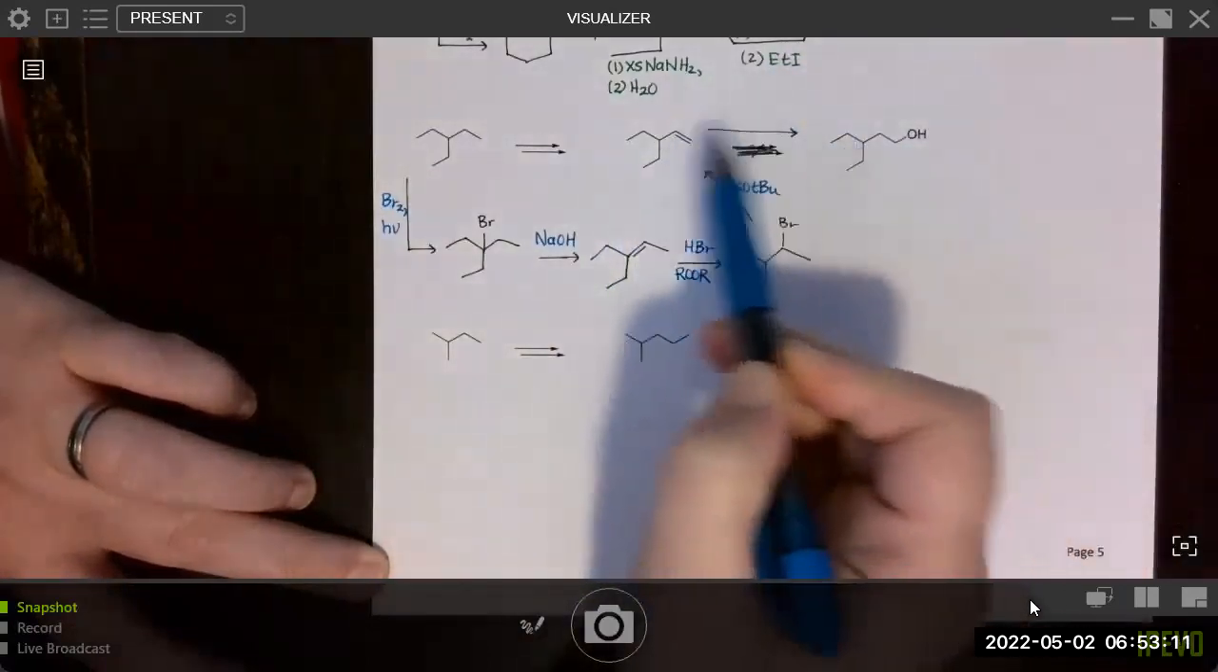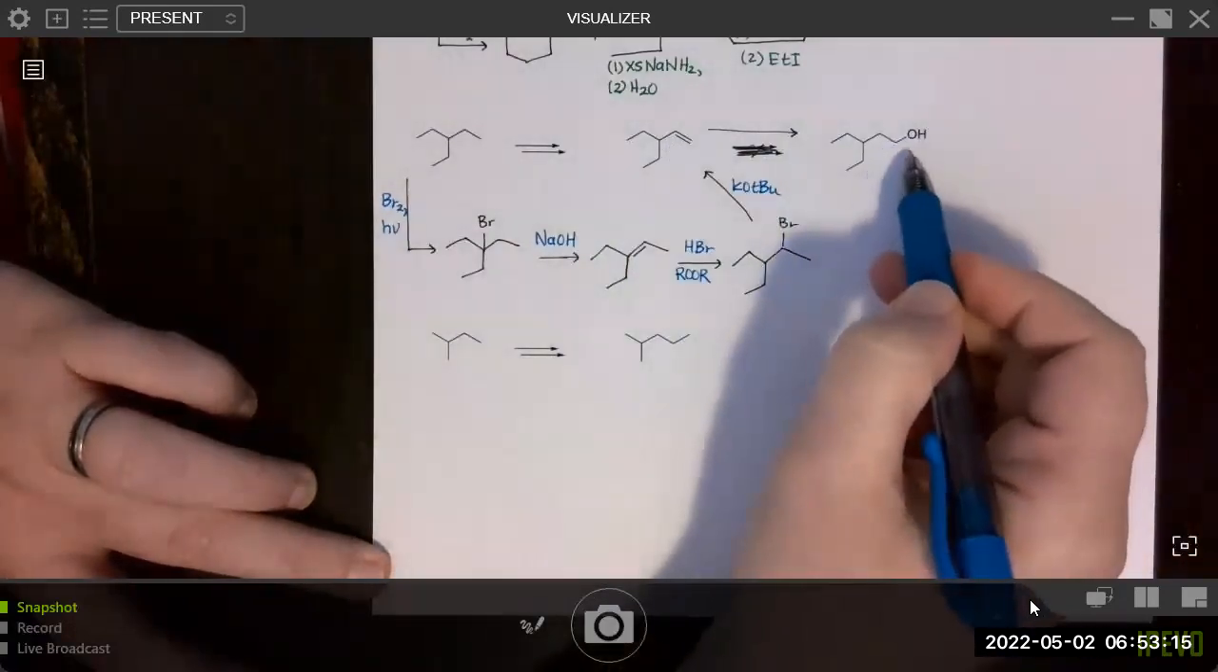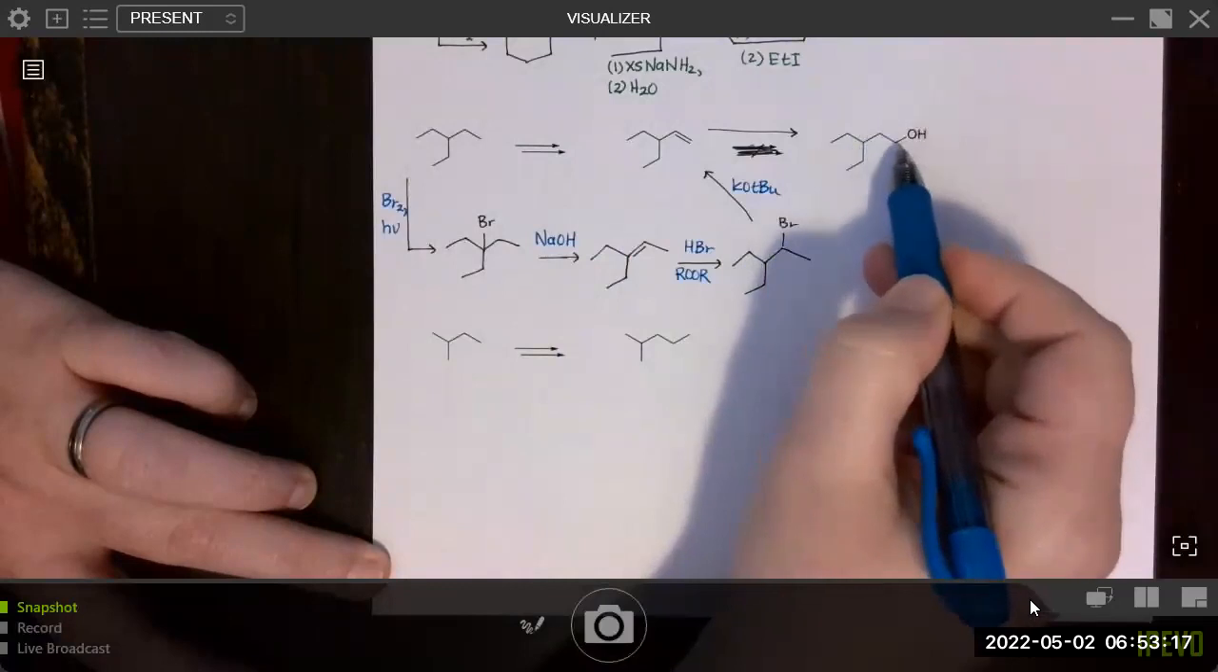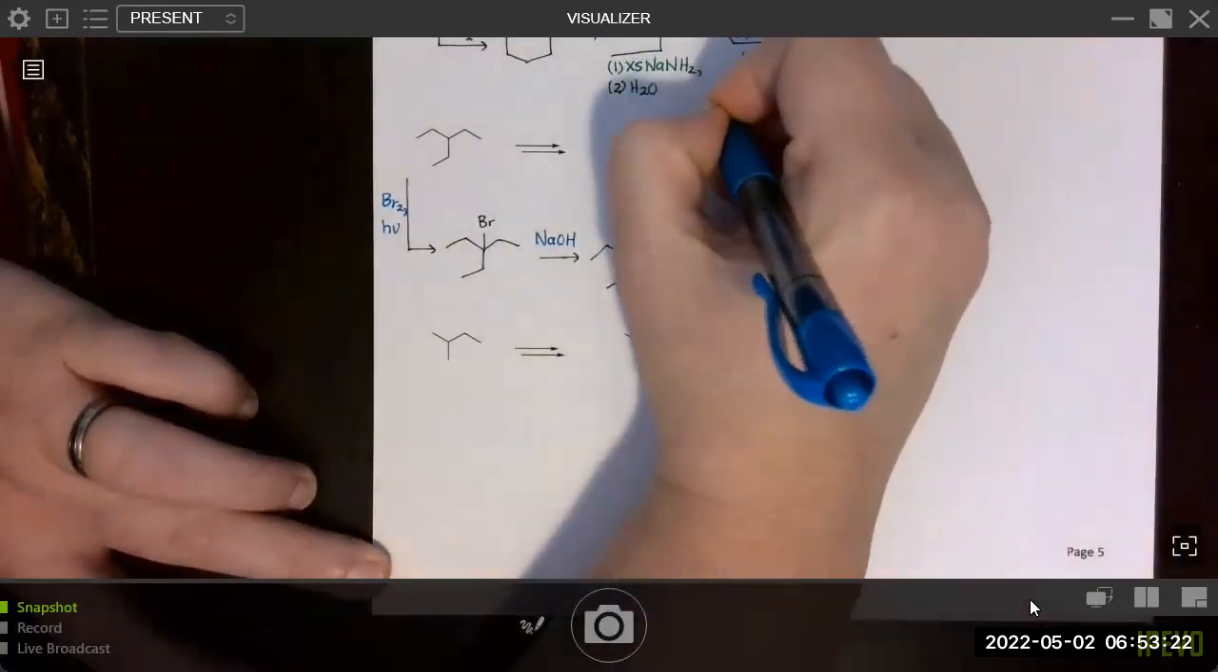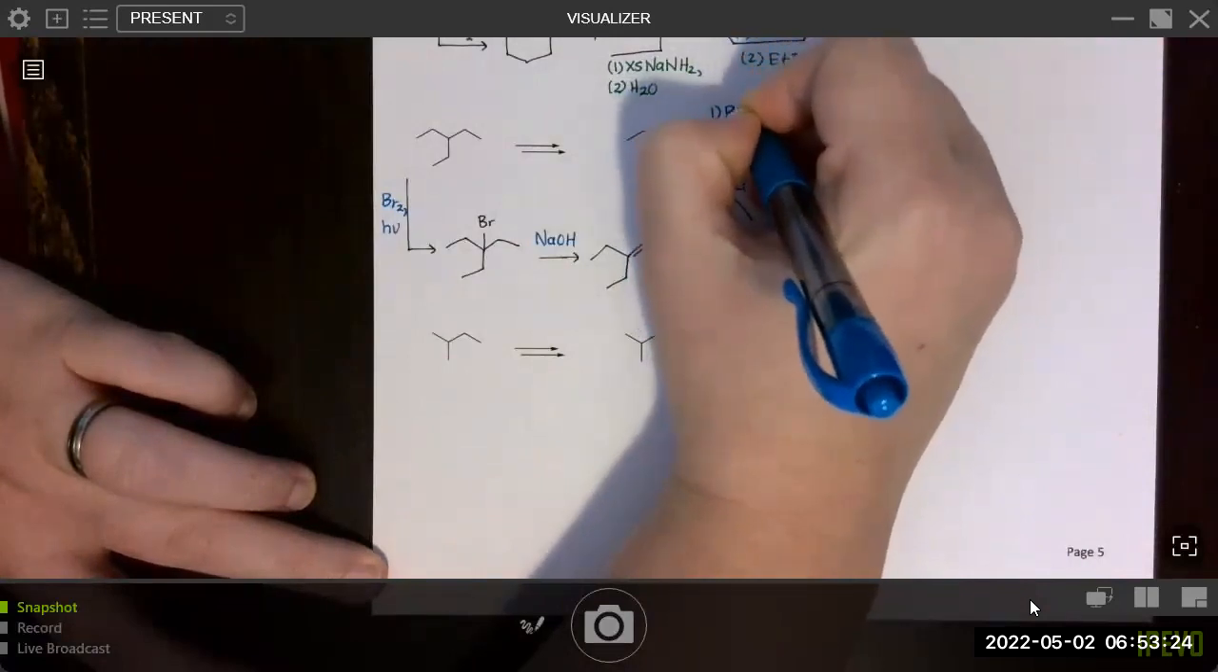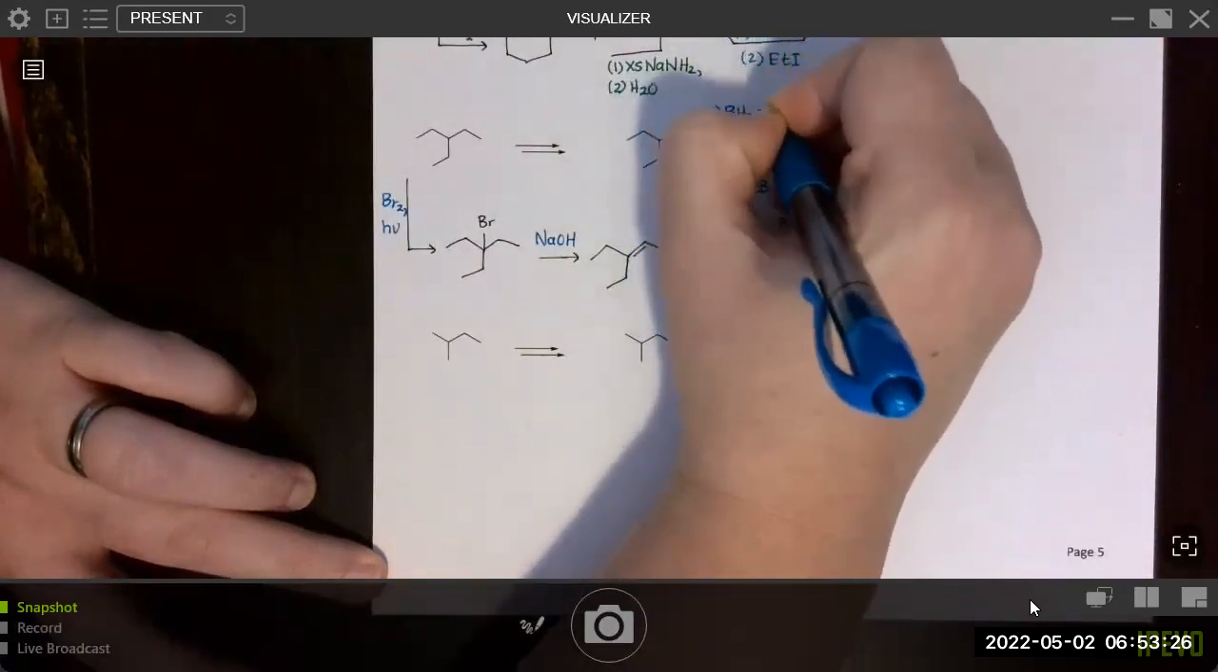And then from here to here is just one single addition reaction. We're doing a hydration because we are adding OH and H across the double bond. It is going anti-Markovnikov. Anti-Markovnikov hydration is hydroboration oxidation.